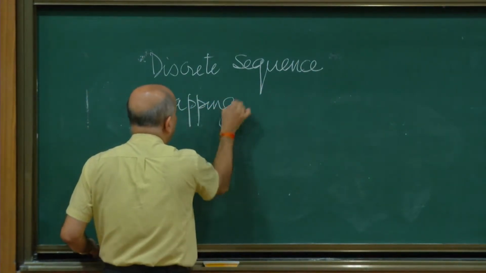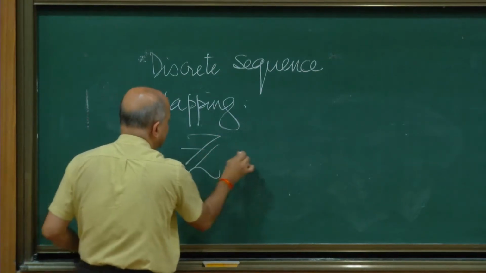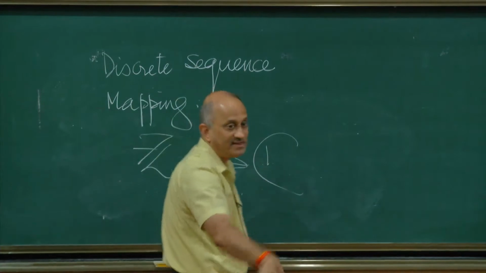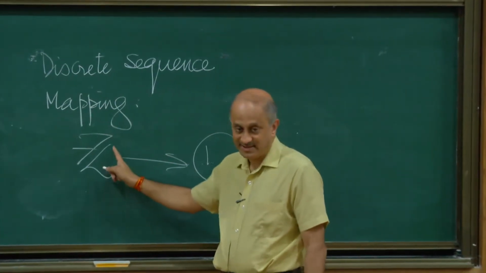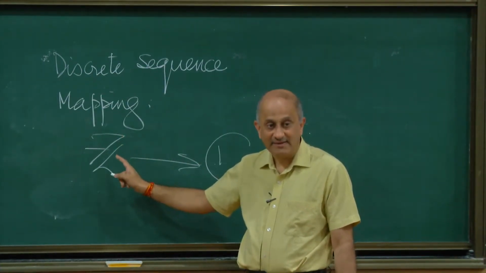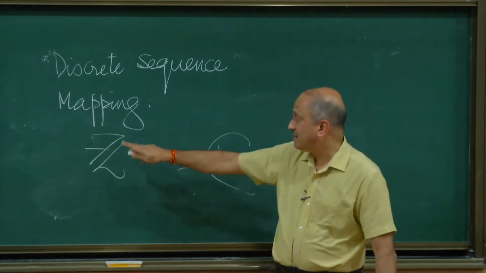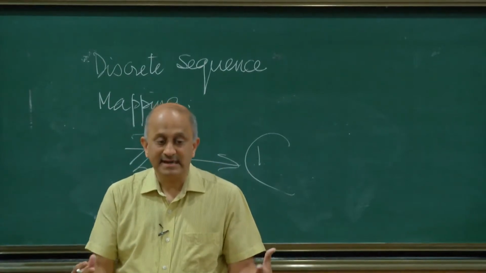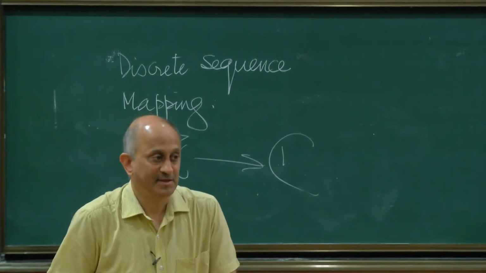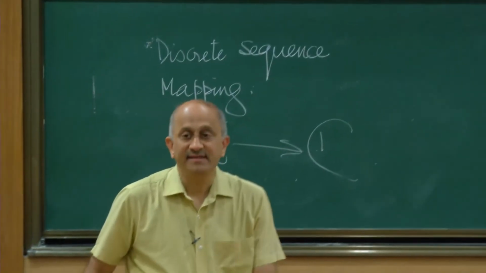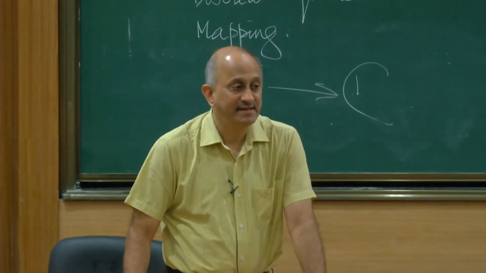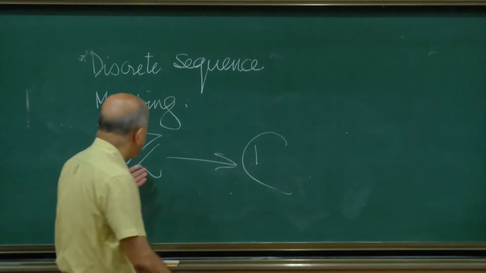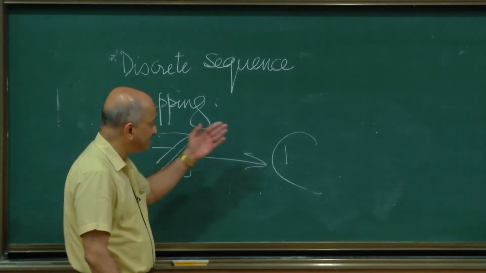It's a mapping from the set of integers to the set of complex numbers. I'm sure many of you are familiar with this notation, aren't you? For those who are not, the script notation represents certain important sets. Script Z represents the set of integers and script C represents the set of complex numbers. So in general, a discrete sequence is a mapping from a set of integers to a set of complex numbers.